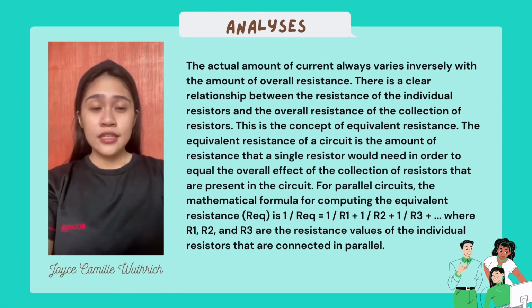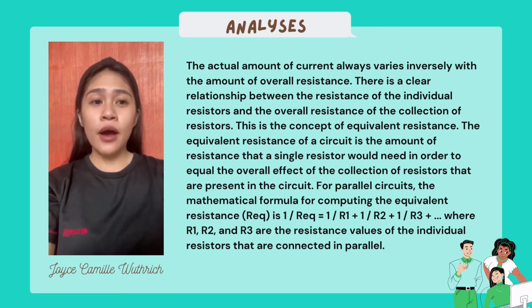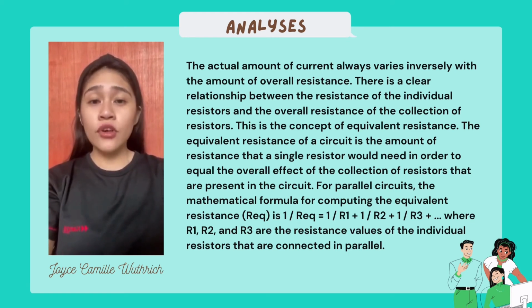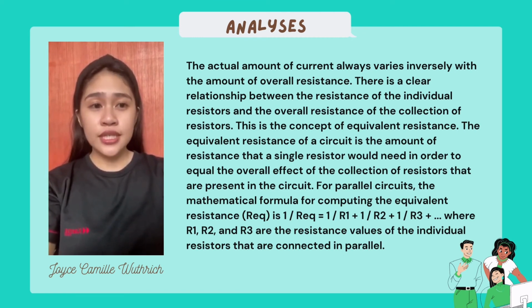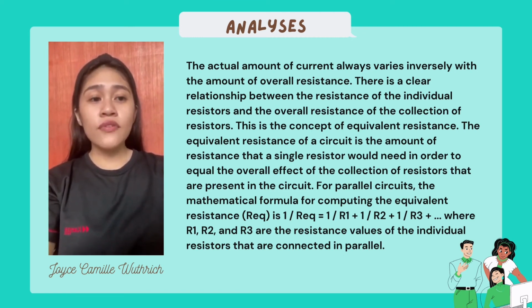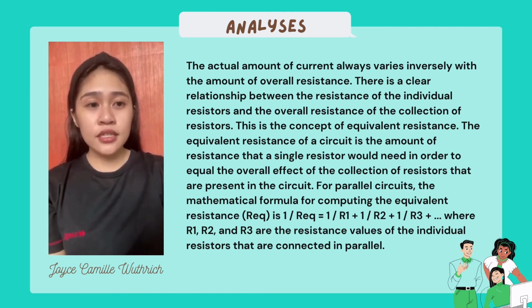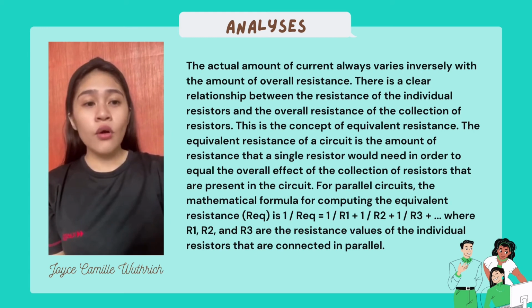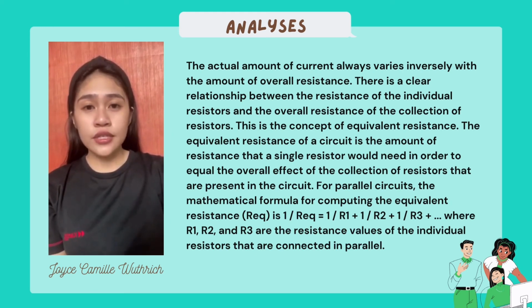For our analysis, the actual amount of current always varies inversely with the amount of overall resistance. There is a clear relationship between the resistance of the individual resistors and the overall resistance of the collection of resistors. This is the concept of equivalent resistance. The equivalent resistance of a circuit is the amount of resistance that a single resistor would need in order to equal the overall effect of the collection of resistors that are present in the circuit.